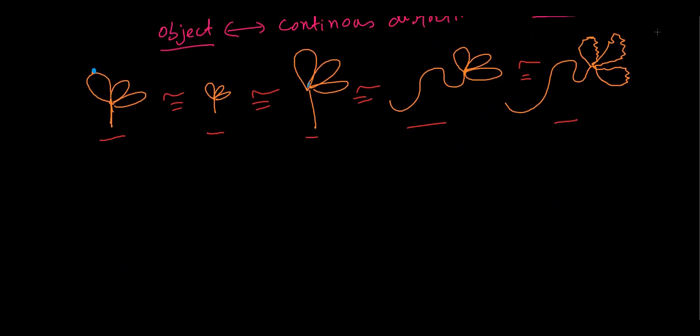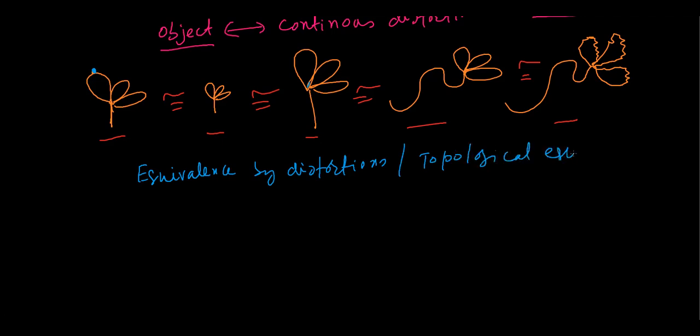And we named this property of being equivalent as equivalence by distortions. If you also want to give it a fancy name, you can call it topological equivalence. So in other words, all of these flowers are topologically equivalent. If you are a bug moving on any of these flowers, you will not feel any difference, though apparently they are different. So topologically they are the same.